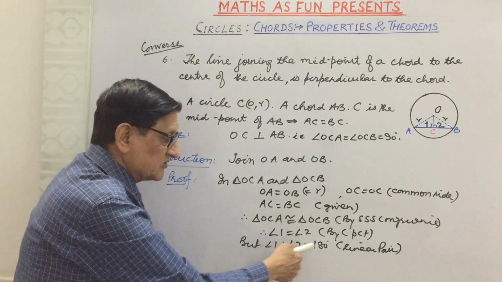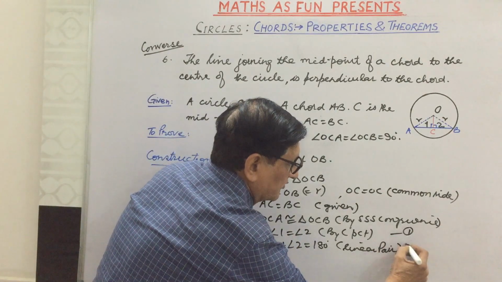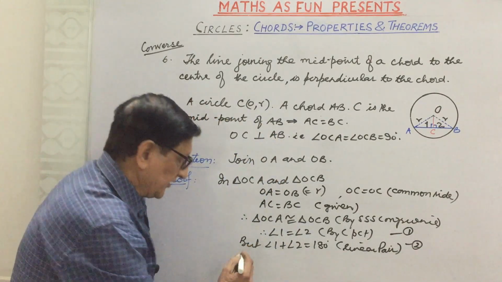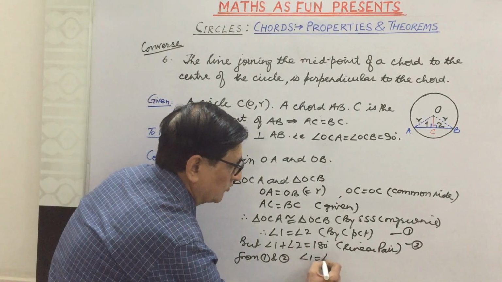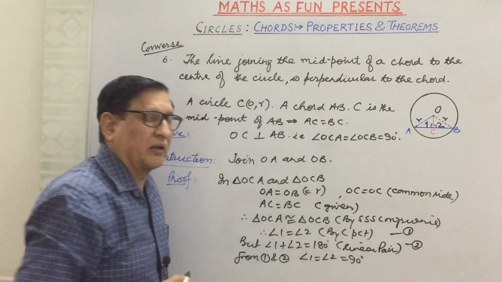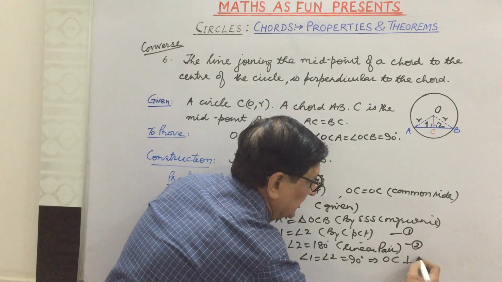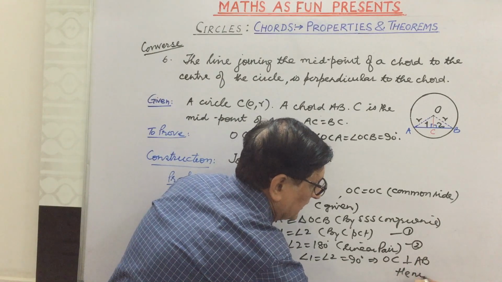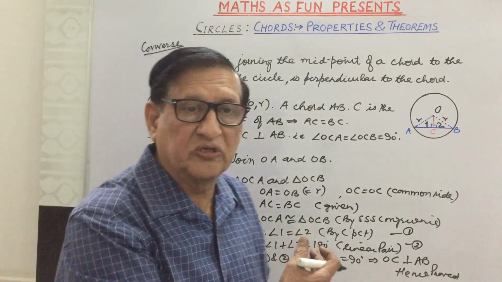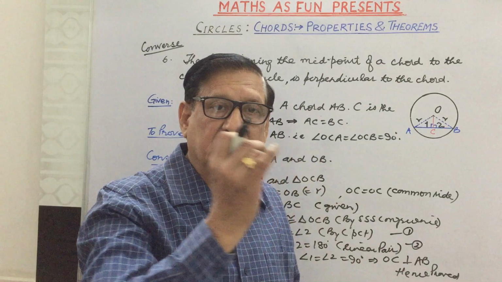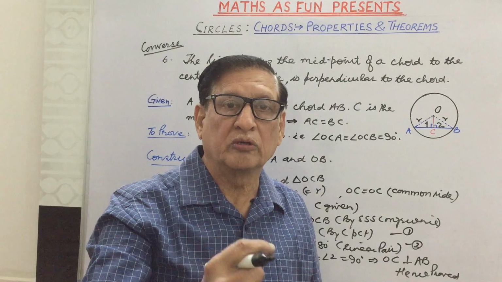And if the sum of them is 180 and both are equal, suppose we write this as equation number 1 and this is 2. What we get from 1 and 2? That angle 1 is equal to angle 2 is equal to 90 degrees. And if they are both 90 degrees, then we can say that OC is perpendicular to AB, and this is what we have to prove. So this is the way we can prove the converse, that the line joining the midpoint of a chord to the center of the circle is perpendicular to the chord.